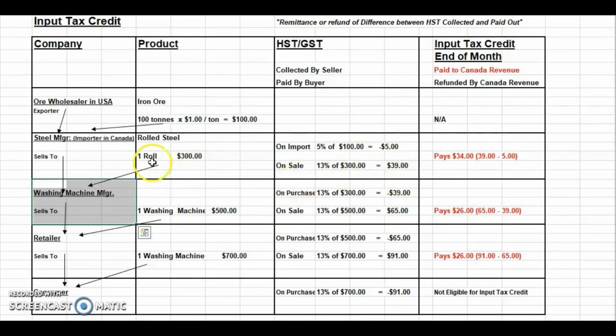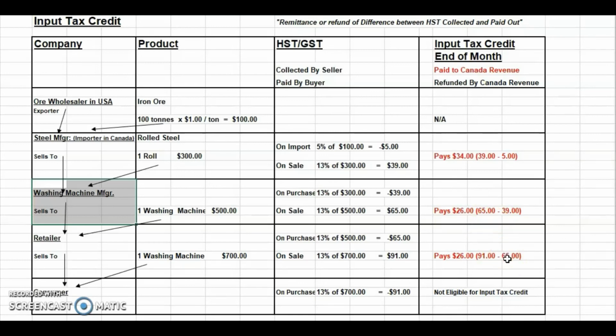The government gets 13% on the value added of each transaction, not the entire tax laid. For instance, the washing machine manufacturer received $65 from the retailer. They didn't send $65 to the government. They paid themselves back the $39 they paid out on the purchase of the steel to make the washing machine, and only sent the government the difference on the value added, which is $200. 13% of $200 is $26. That's why it's called a value added tax.